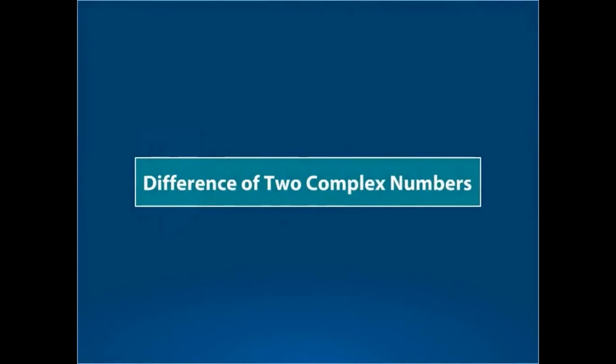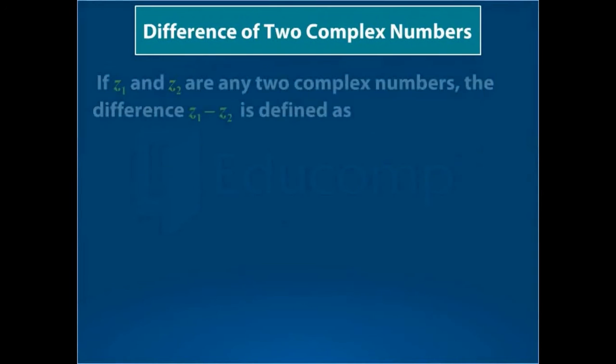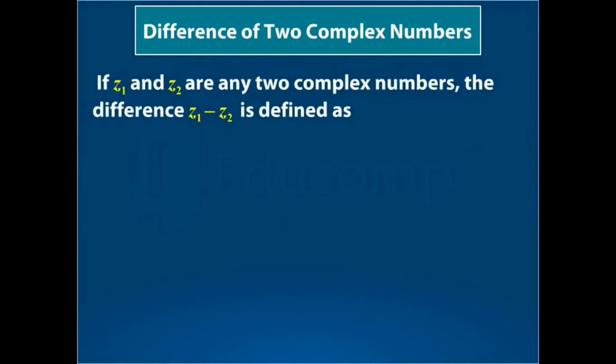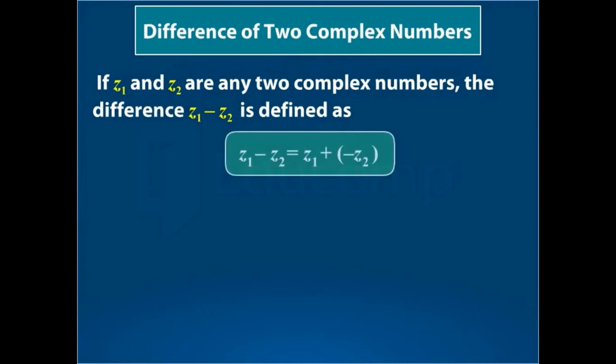Difference of two complex numbers. If z1 and z2 are any two complex numbers, the difference z1 minus z2 is defined as z1 minus z2 is equal to z1 plus within brackets minus z2.